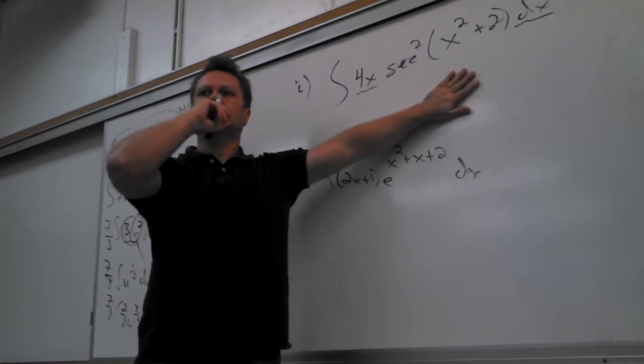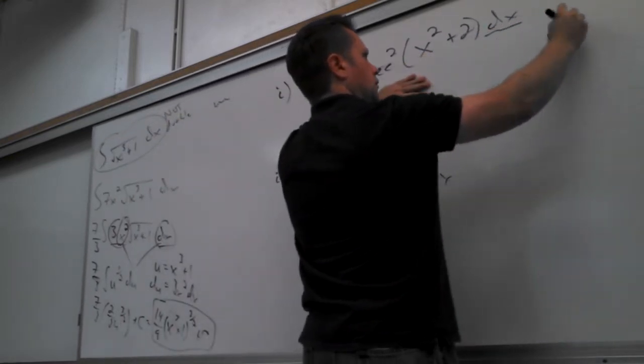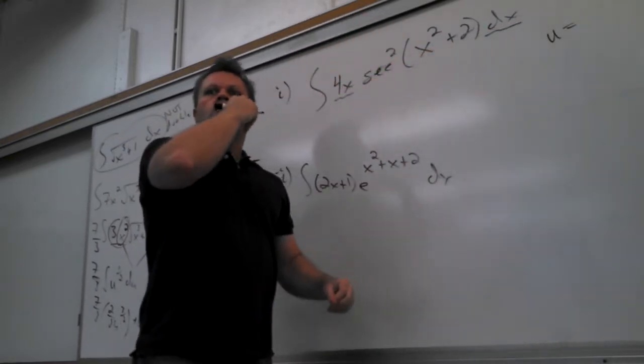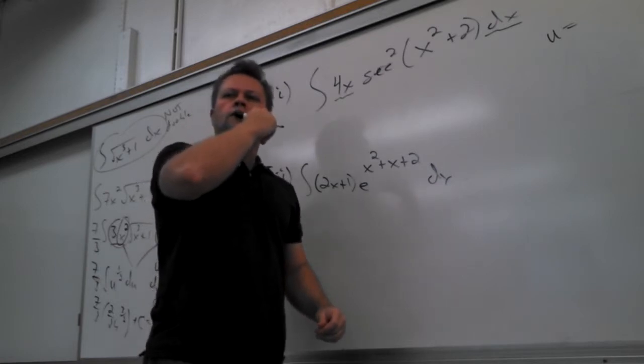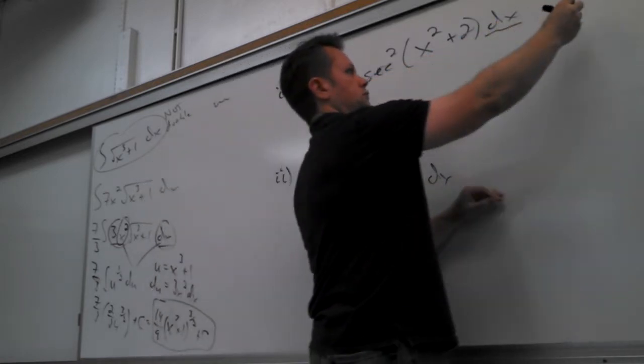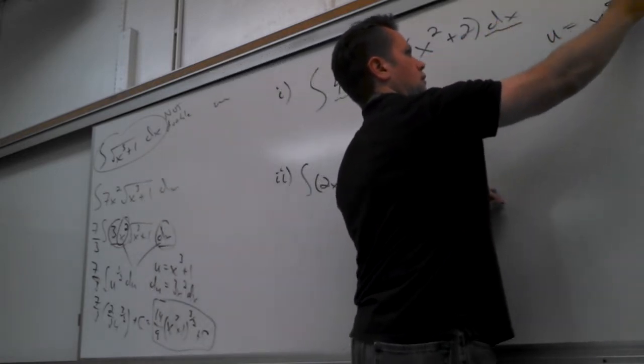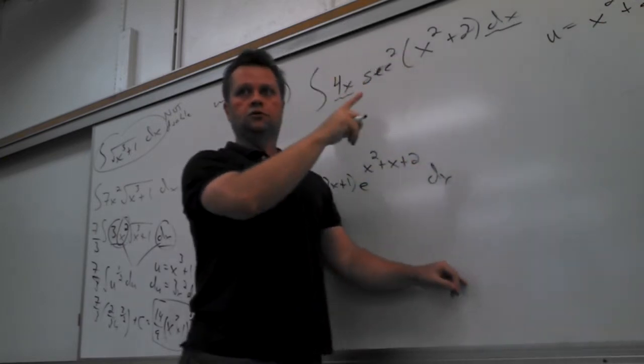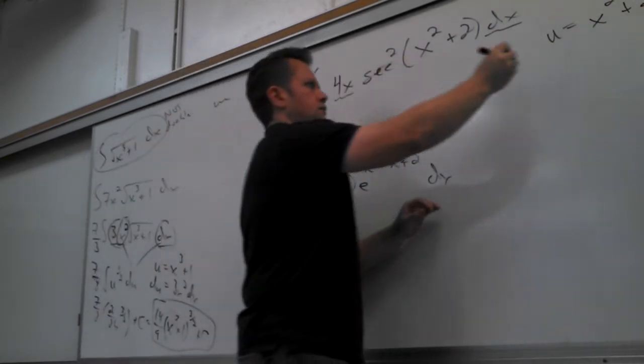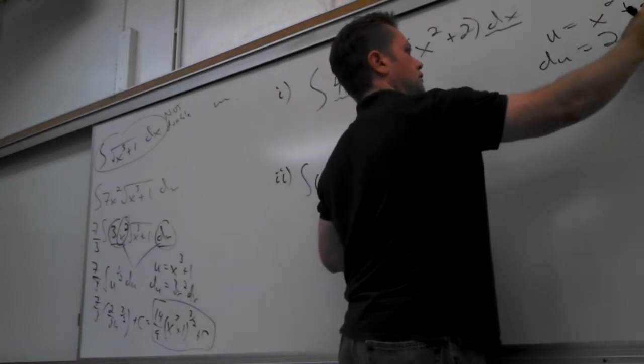After you've taken du, doesn't that go away temporarily and then come back when you're putting it back? All right, let's find out. What's u? It's x squared plus 2x. Careful, that's u. And du is 2x plus 2 dx.